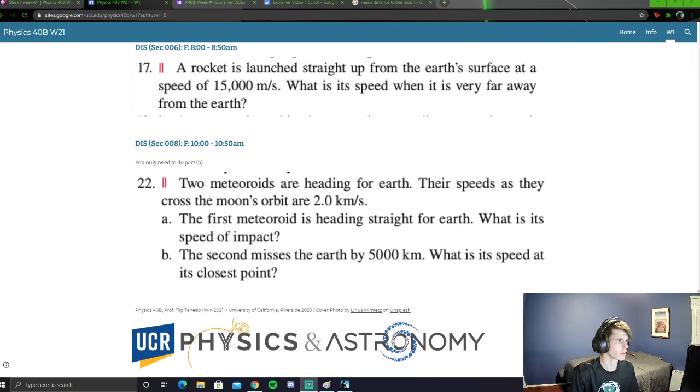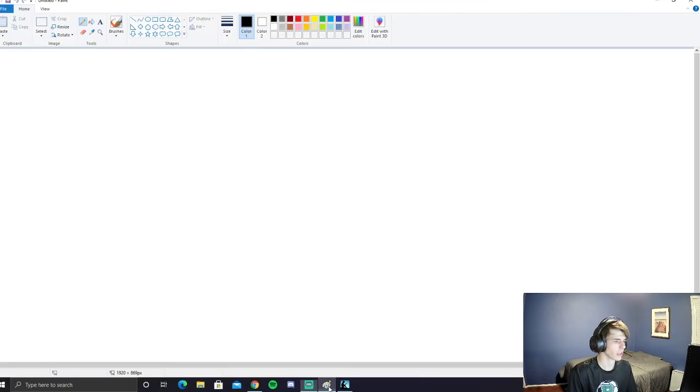Two meteoroids are heading for Earth. Their speeds as they cross the moon's orbit are 2.0 kilometers per second. Note here we only need to do part B. Part B: the second misses the Earth by 5,000 kilometers. What is its speed at the closest point?